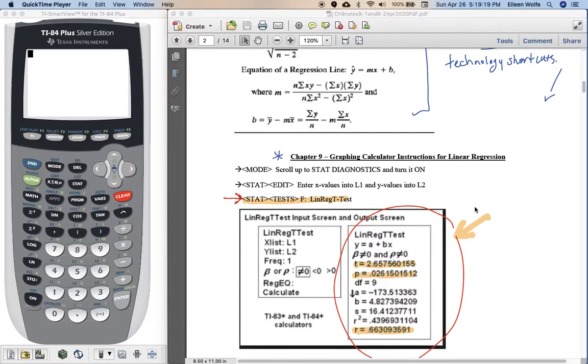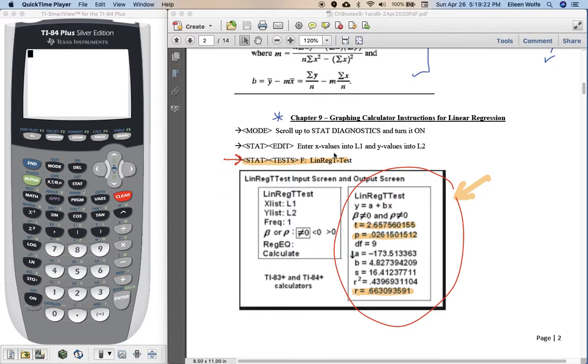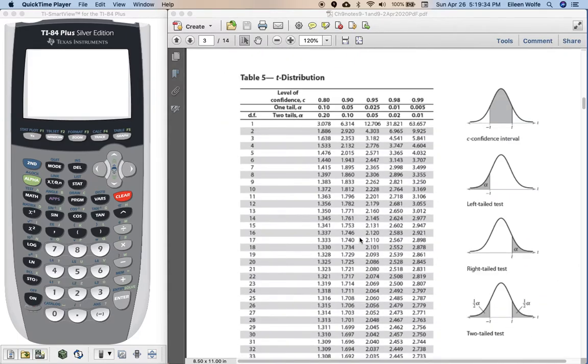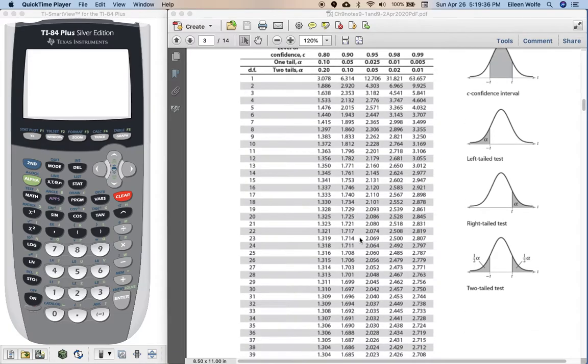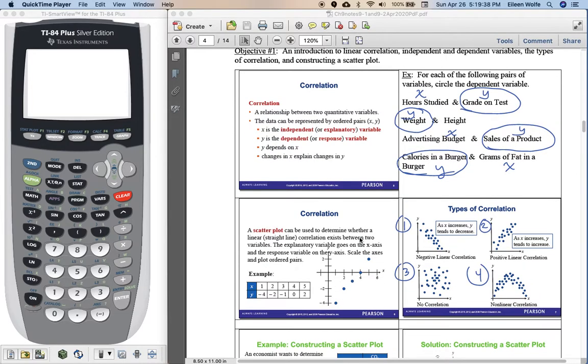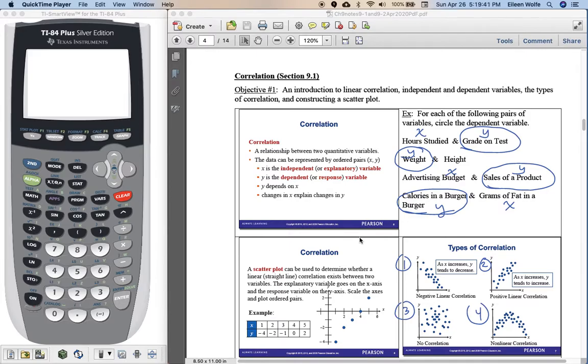So I have my technology screen open. You will see us do pretty much just after the data entry, meaning the x values going into list 1, the y values into list 2. I'll be showing you the stat test lin reg and explaining this output. T-table's probably not needed since we're emphasizing the calculator shortcuts. Okay, so first objective, let's introduce you to what correlation is, some terminology like independent and dependent variables, describing correlation, and constructing scatter plots. So lots to do here in this first section.